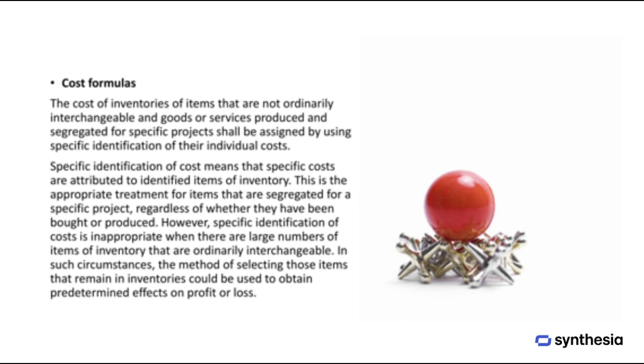When inventories consist of items that are not usually interchangeable or goods and services made for specific projects, their costs are assigned using the specific identification method. This means each item's actual cost is tracked individually. This method works well for items set aside for a particular project, whether purchased or produced. However, for large quantities of interchangeable items, specific identification is not suitable, as selecting certain items to remain in inventory could be manipulated to affect profit or loss.